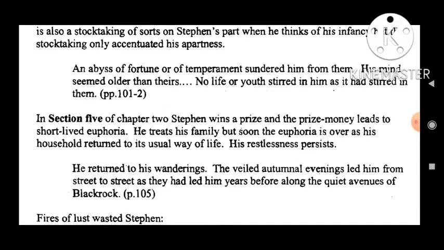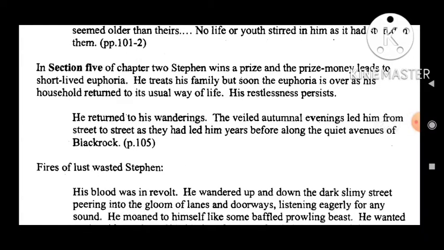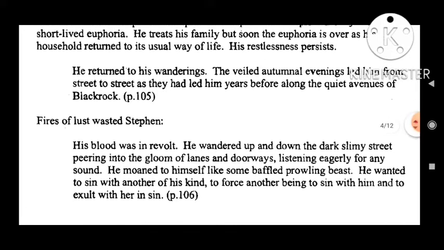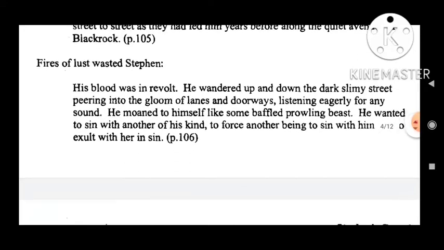In section 5 of chapter 2, Stephen wins a prize and the prize money leads to short-lived euphoria. He treats his family, but soon the euphoria is over as his household returns to its usual way of life. His restlessness persists. He returned to his wanderings. The wild autumnal evenings led him from street to street as they had led him years before along the quiet avenues of Blackrock. Fires of lust wasted Stephen.